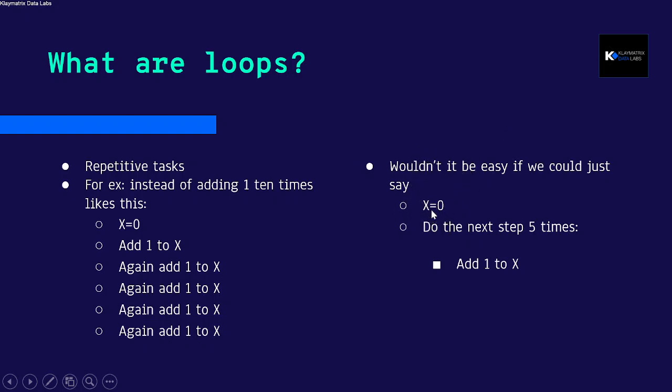For instance, you can say x is 0 and then say do the next step five times, and then say add 1 to x. So initially x is 0 here. Then to 0 I add 1, so x becomes 1. Then again it goes again, does a second time. So x is 1, again add 1 to it, becomes 2 this time. Again go to the loop 3, 4 and 5. And since it has added 5 times, it comes out of the loop. This in simple terms is a loop, and this is how a loop helps you to do a repetitive task in very simple terms.